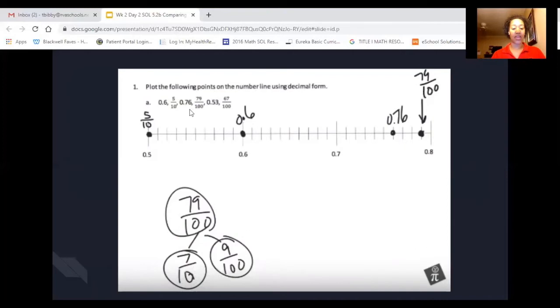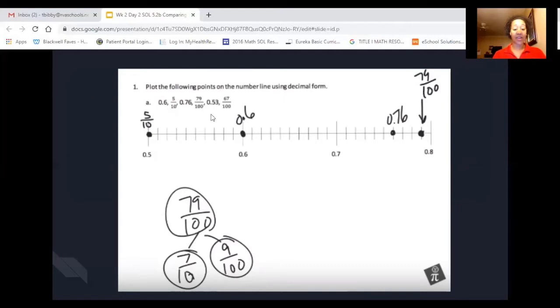Our next number that we have is 79/100. Again, the fraction is written and not the decimal form. That's okay, we got it. Just as we did the last one, there is a 7 in the tenths place. So we will find 7/10. And then we will count over 9 hundredths, 9 tick marks, as we have done. Again, I have labeled it as a fraction because that's how it was labeled in the original problem type. All right, let's go to the next one.